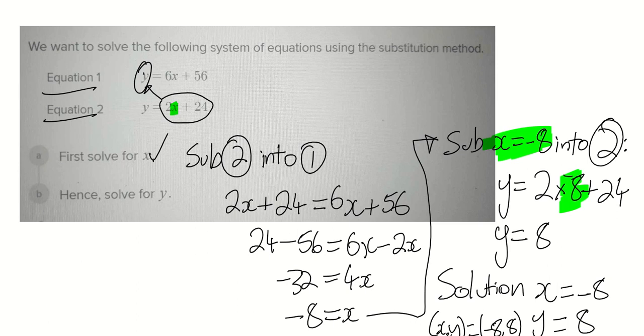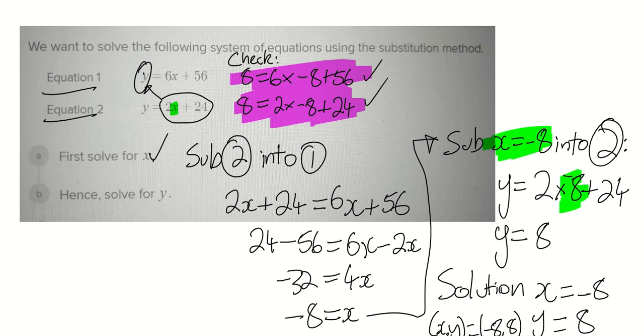And if you want to check that your answer is correct, you can substitute those two values into those two equations. Okay, and you'll see that when you put the x and y values into both equations, they are true. If you try it with any other combination of x and y values, one of those equations won't be true.